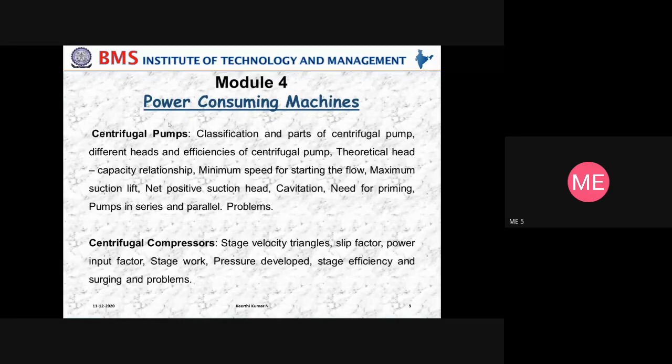So here, we are going to deal with power consuming machines. Classification of power consuming machines, not only these two. You can tell us fan. Fan is also a power consuming machine. You can tell heater, room heater, blower, vacuum cleaner, all those are called power consuming machines. Or grinders, mixer, all those things are power consuming machines. Any machine to which you are supplying power is called a power consuming machine. Any machine from which you are taking power is called a power generating machine.